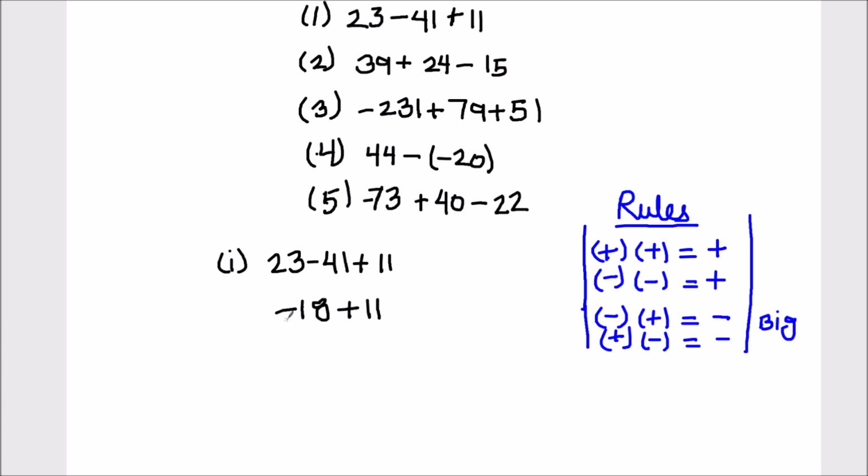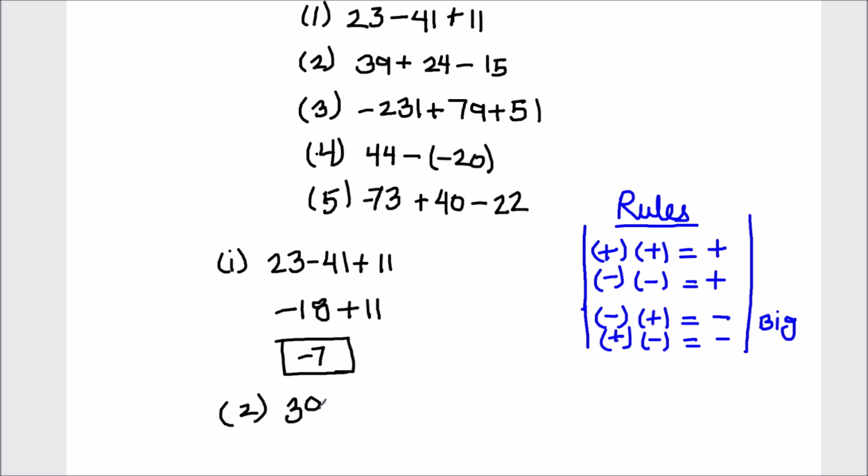Now we have a positive number and a negative number. So we'll subtract the two numbers. So 18 minus 11 is 7. And out of the two numbers, if we ignore the sign, we have 18 bigger than 11. So that's going to be a negative sign with the answer. So the answer is negative 7. So let's do the second one.